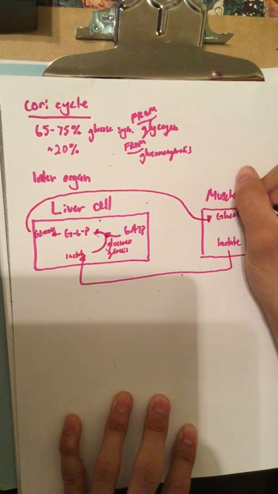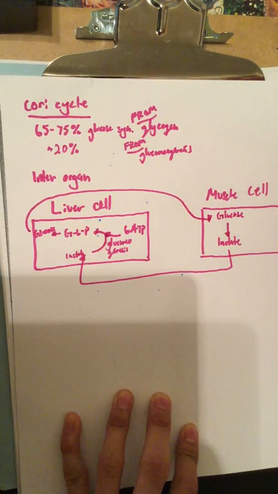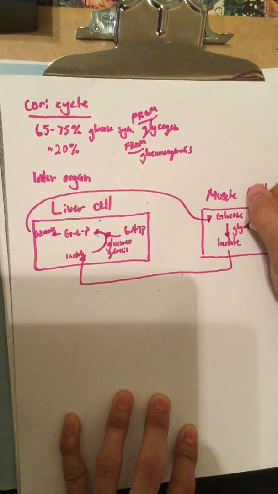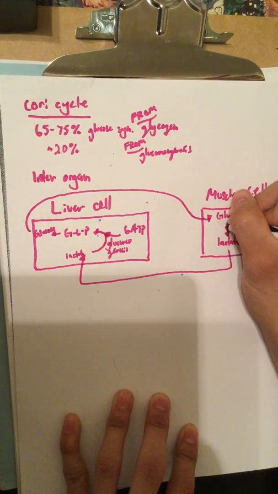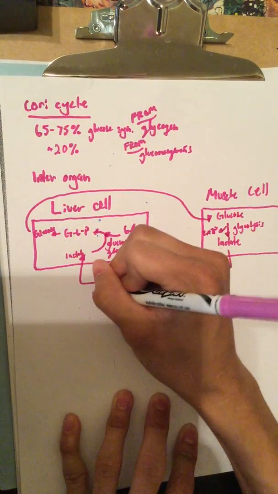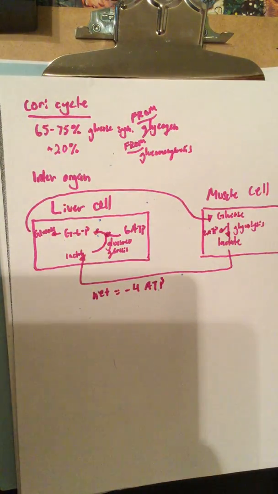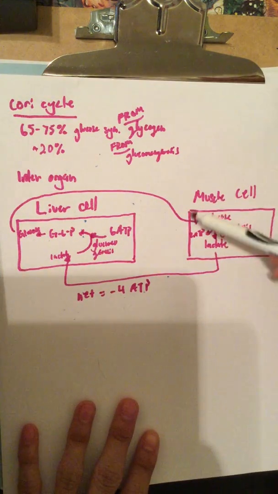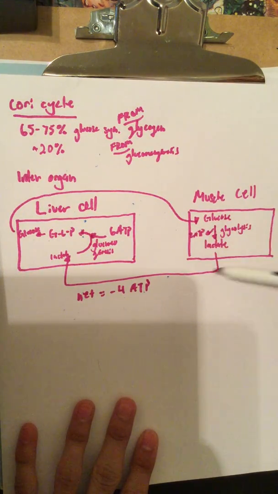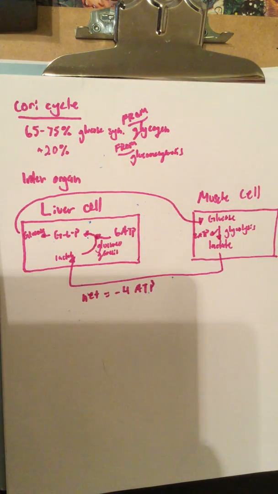That gives our muscle cell more ATP because we can go through the process of glycolysis and get out 2 ATP. So overall, net, we're losing about 4 ATP, unfortunately. But our muscle cell is over here happy because he gained 2 ATP. Our liver cell had to give up 6, but overall for the whole organism, we'd say that we benefit. So that's the Cori cycle in a nutshell.